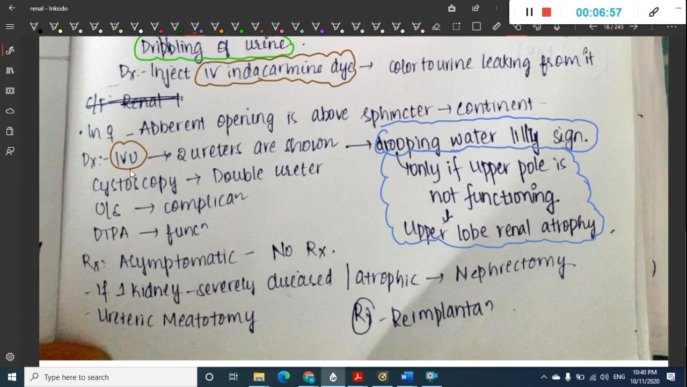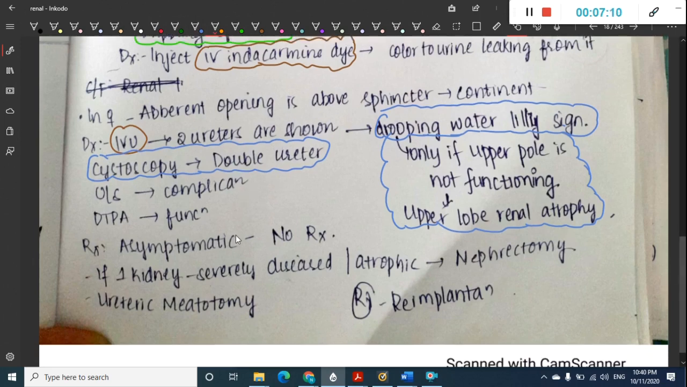Then you can also do cystoscopy. If you do cystoscopy, you will see two ureteric openings in the bladder wall. Then you can do ultrasonography for complications, and DTPA is done for functioning. Then how is the treatment?